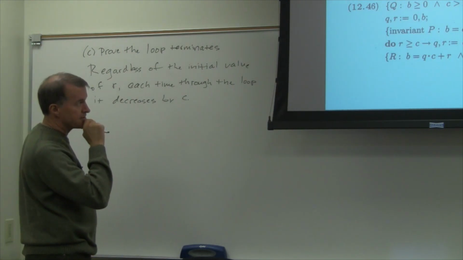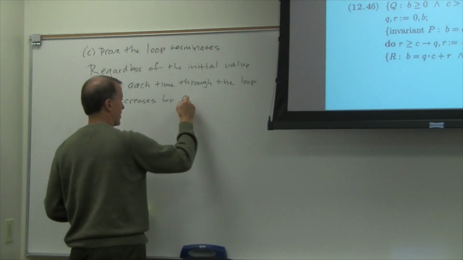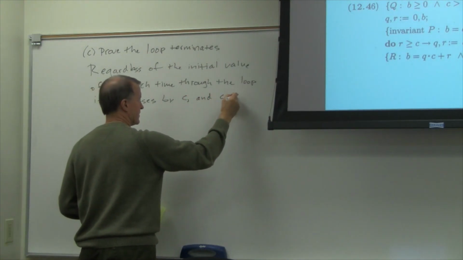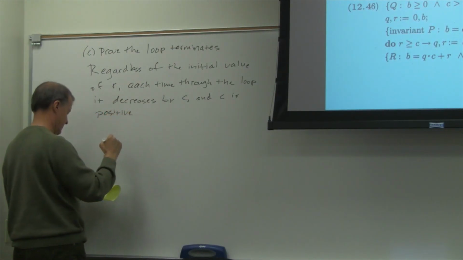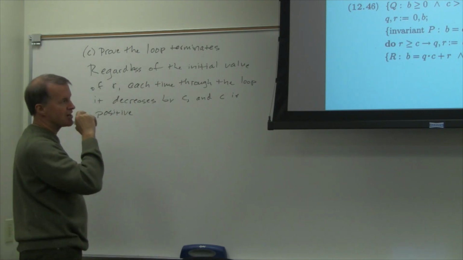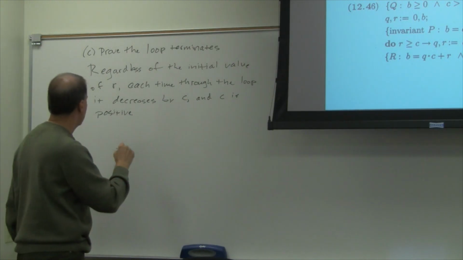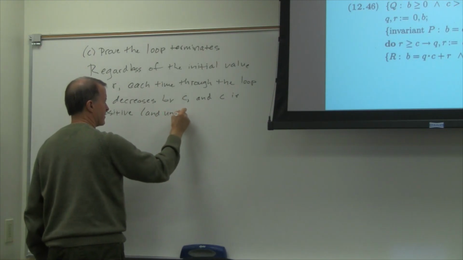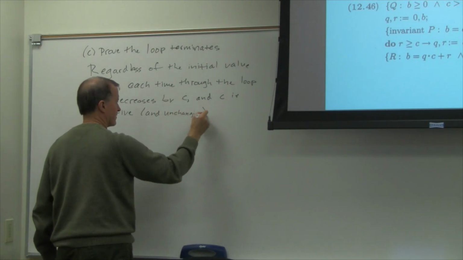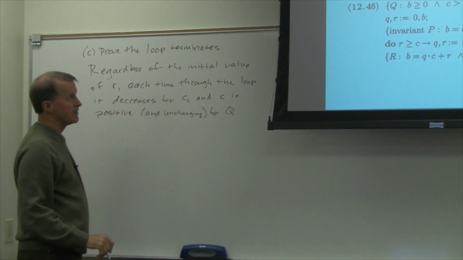And what is the value of c? C is, yeah, c is positive by the precondition, right? And c is positive by q. Oh, by the way, does c ever change? Does the loop ever change the value of c? No. And c is positive, and unchanging, by the precondition, by q. All right, by the precondition of the whole loop.